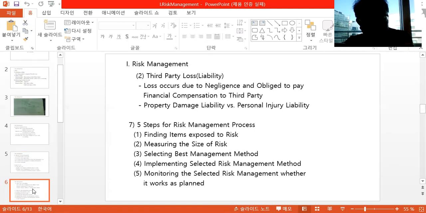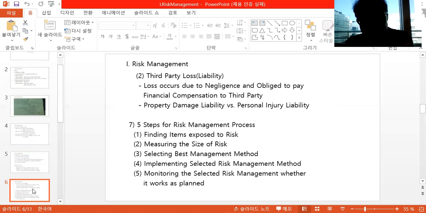Next we will discuss the five steps of the risk management process. The first one is you have to find items which are exposed to the risk. Second, you have to measure the size of the risk, how big the risk is going to be. The third is selecting the best management method to manage the risk. The fourth one is implementing the selected risk management method.